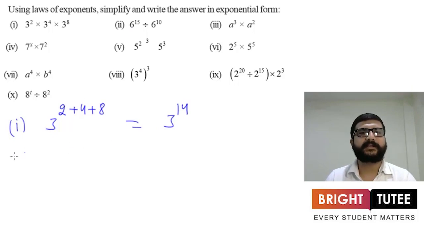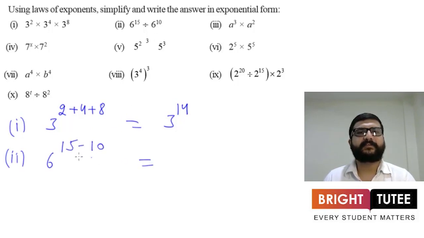Now the next one, it is 6 to the power 15 divided by 6 to the power 10. So here we are dividing two powers with same base. So what we will do, we will keep the base same and we will subtract exponents, that is 15 minus 10. Now 15 minus 10 is 5, so this will be equal to 6 to the power 5.